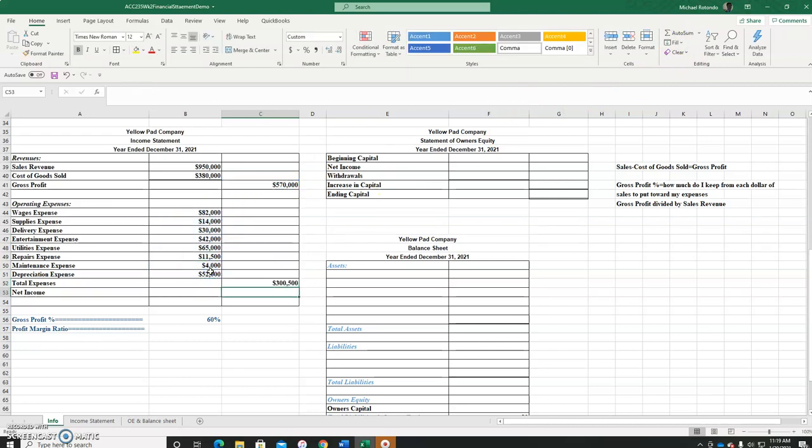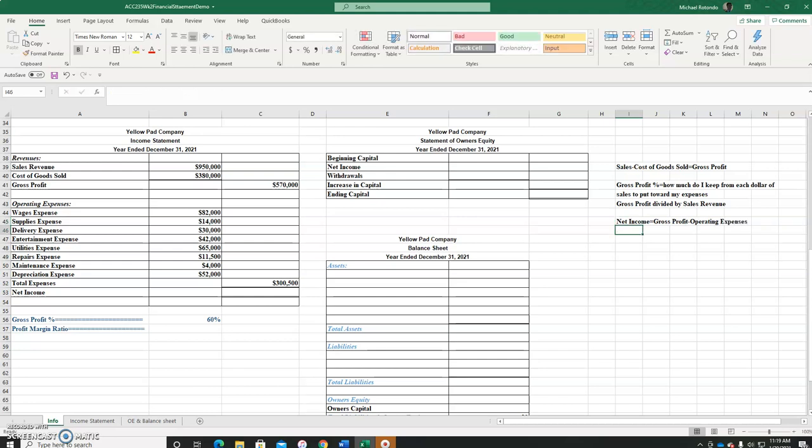we get $300,500. So this company has net income, right? And when I have sales, when I sell a product, and I have gross profit, to calculate my net income, what I have to do is take my gross profit minus my operating expenses.